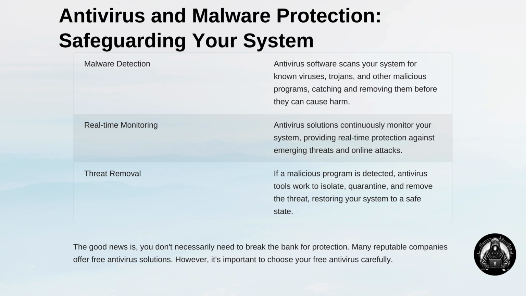Malware detection. Antivirus software scans your system for known viruses, trojans, and other malicious programs, catching and removing them before they can cause harm. Real-time monitoring. Antivirus solutions continuously monitor your system, providing real-time protection against emerging threats and online attacks. Threat removal. If a malicious program is detected, antivirus tools work to isolate, quarantine, and remove the threat, restoring your system to a safe state. The good news is, you don't necessarily need to break the bank for protection. Many reputable companies offer free antivirus solutions. However, it's important to choose your free antivirus carefully.